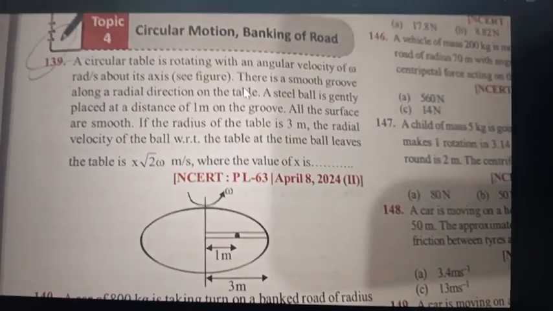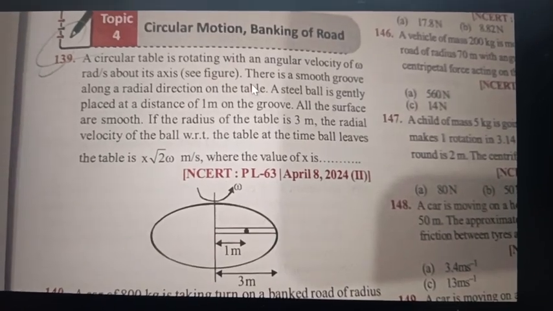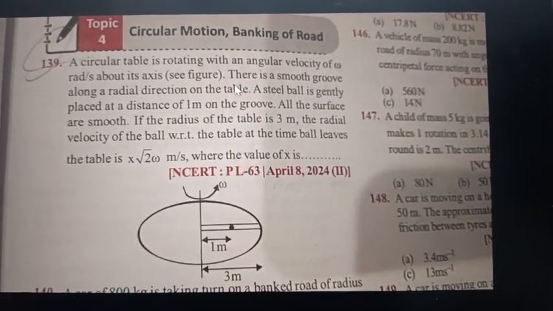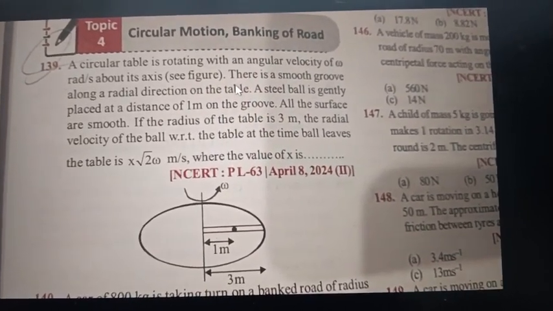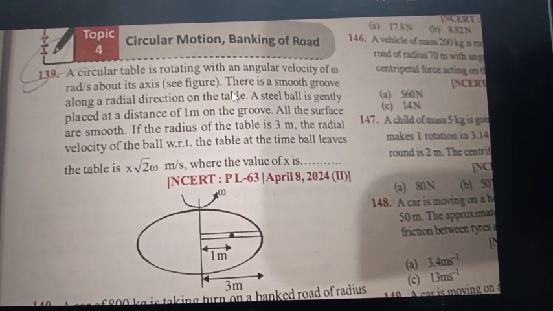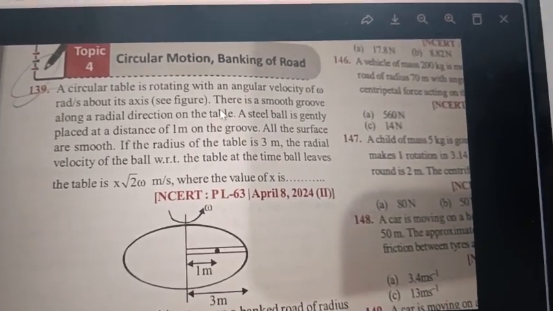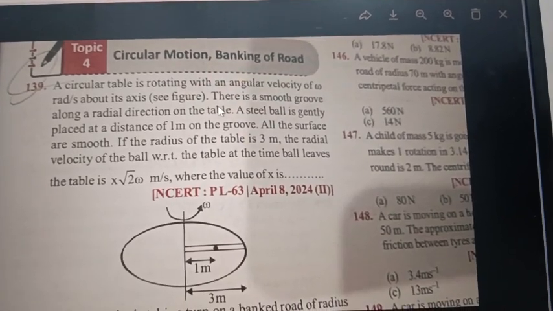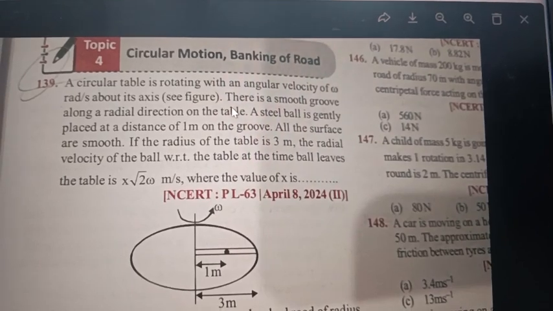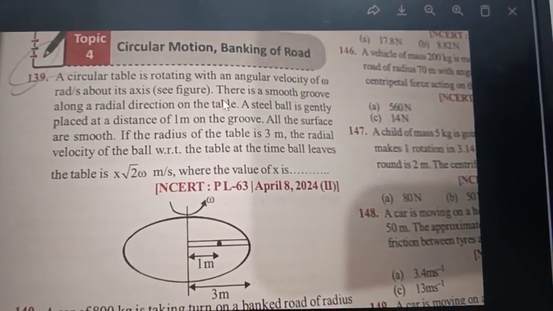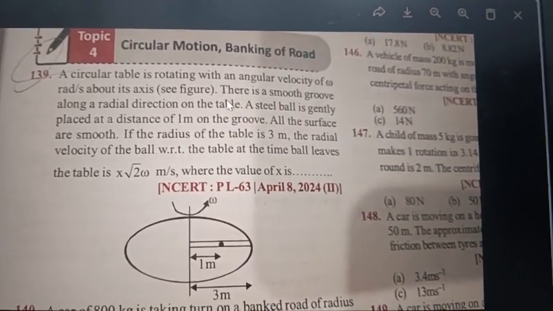Okay, this is another question, 139. A circular table is rotating with a groove as shown here along the radial direction. Radial direction means it is passing through the center. A steel ball is gently placed at a distance of 1 meter, because if it was placed exactly at the center, it would be at stable equilibrium. All the surfaces are smooth, and I have to find the time at which it will leave the table, meaning the time at which it will reach the corner at the edge.